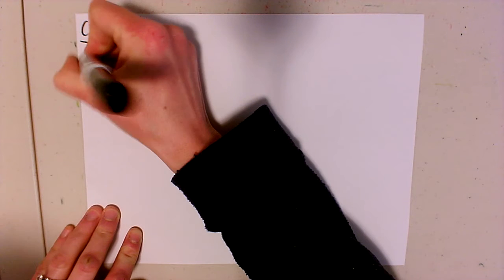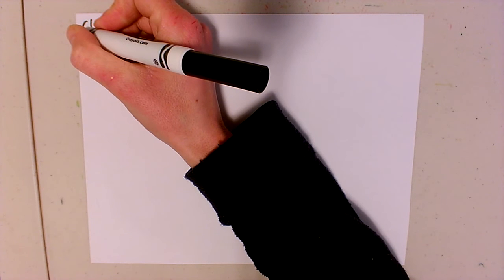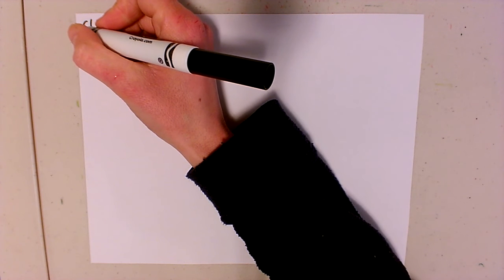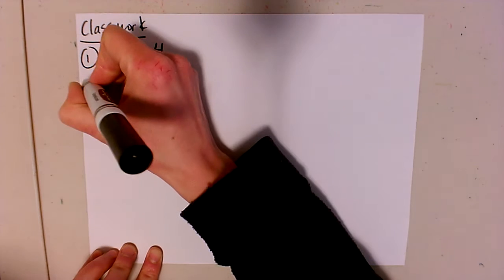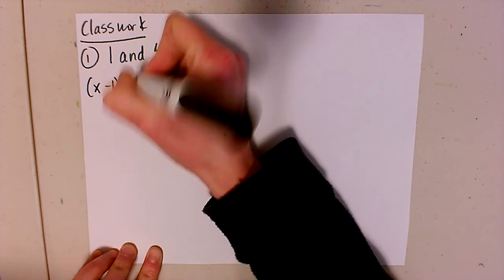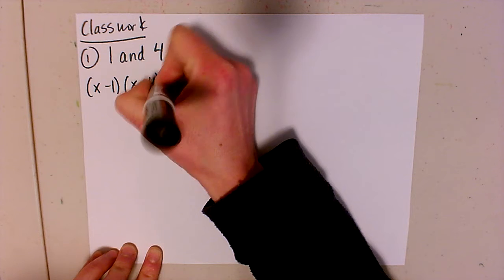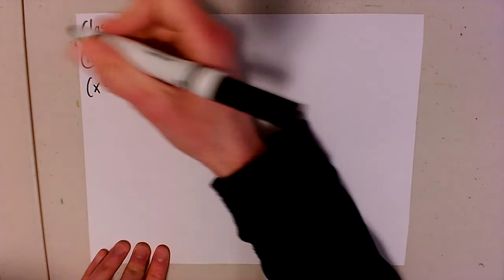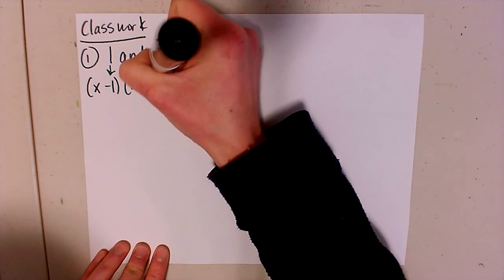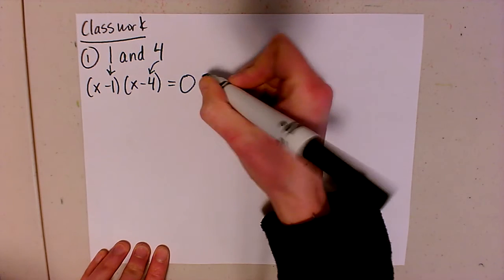So if I go to the classwork and we take a look at number 1 to start off with, our two solutions are 1 and 4. So the equation that we would write would be x minus 1 times x minus 4, and the whole thing equals 0. What I've done is I just take these numbers and I plug them into this format, okay?